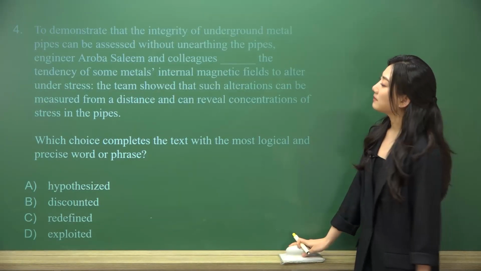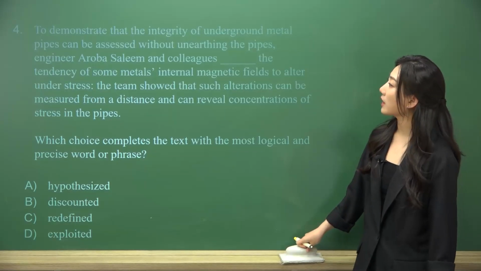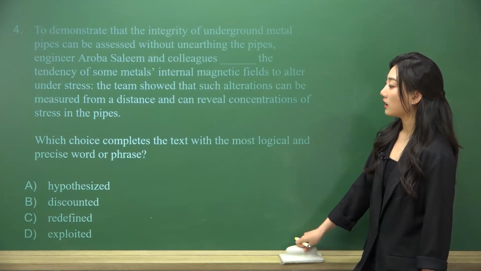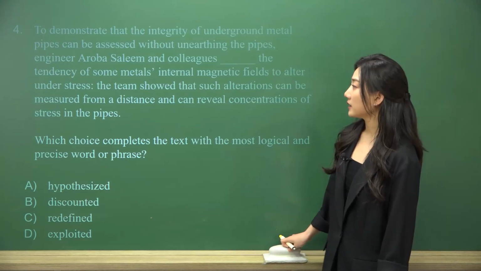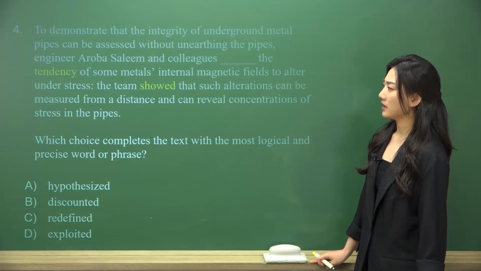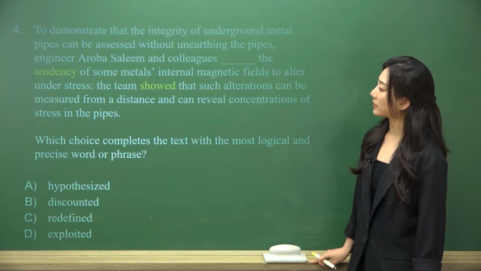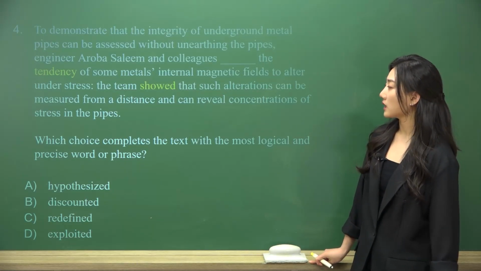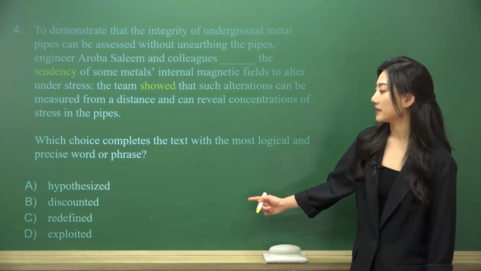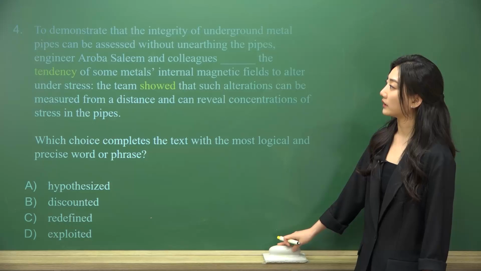Number 4. To demonstrate that the integrity of underground metal pipes can be assessed without unearthing the pipes, engineer and colleagues blank the tendency of some metals' internal magnetic fields to alter under stress. The team showed that such alterations can be measured from a distance and can reveal concentrations of stress in the pipes. Hypothesized, discounted, redefined, and exploited.